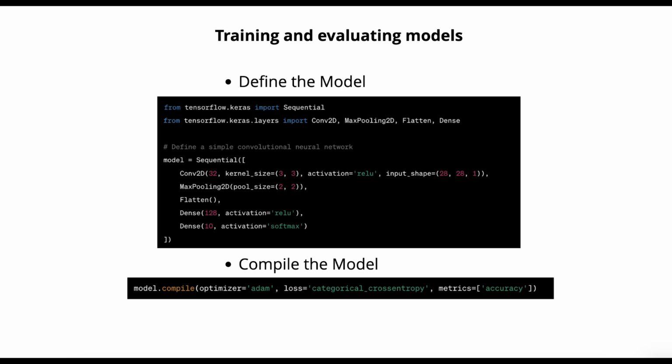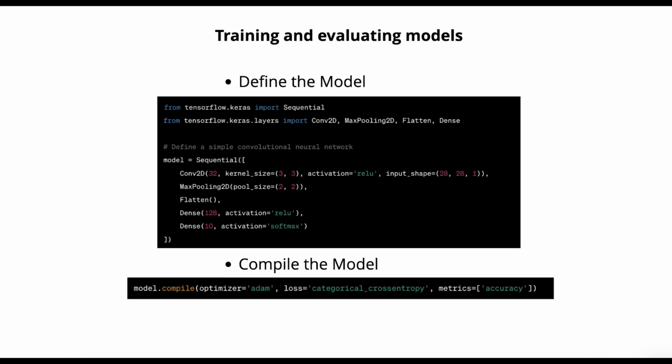And then you can define a simple convolutional neural network by calling the Sequential function and passing it that Conv2D of 32, kernel size 3 by 3, activation of ReLU and input shape of 28, 28, 1, MaxPooling2D pool of 2 by 2, Flatten that, and then Dense 128 of activation ReLU and Dense 10 of activation softmax.